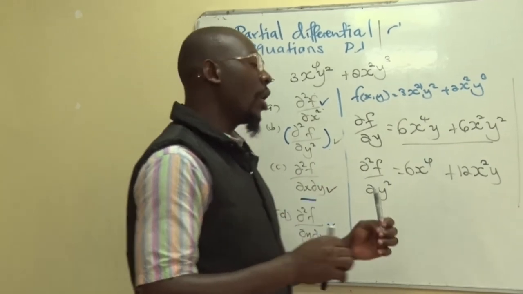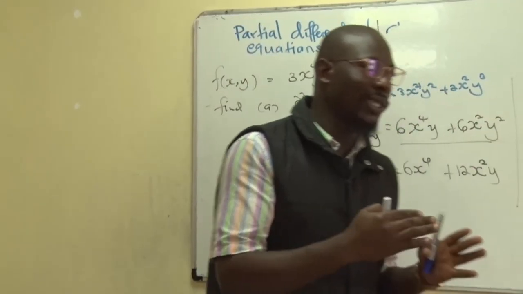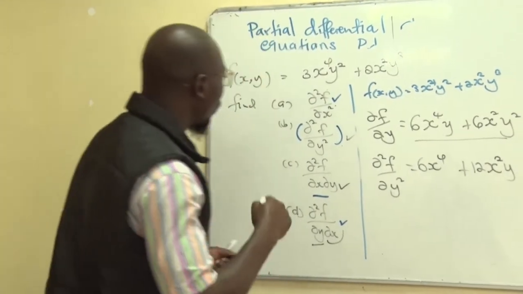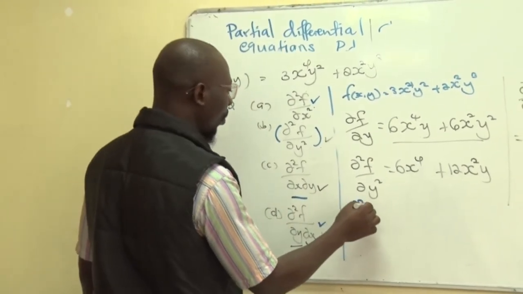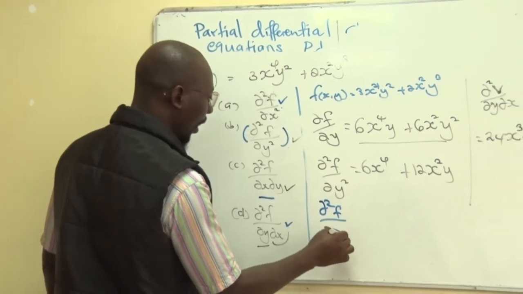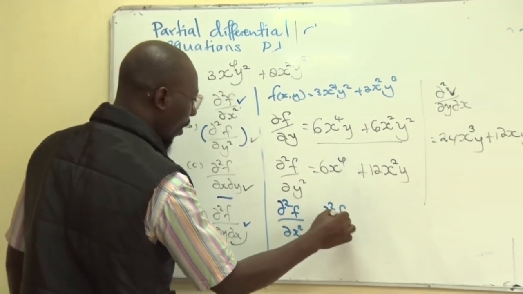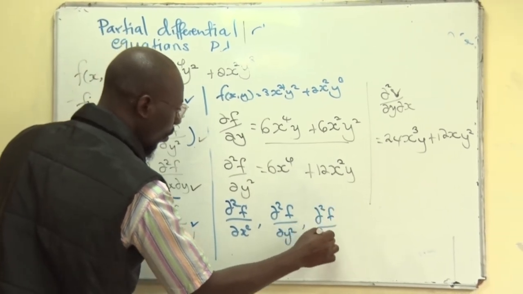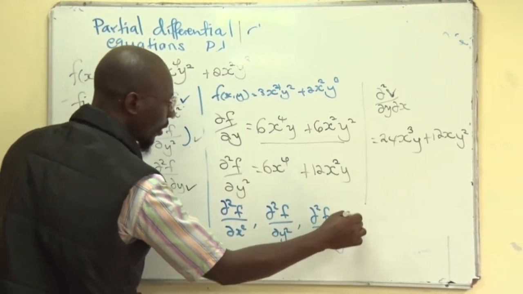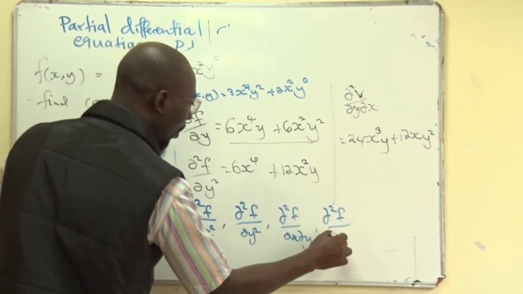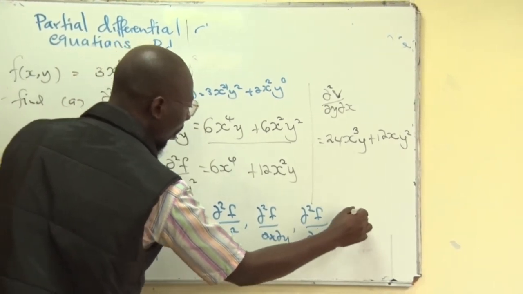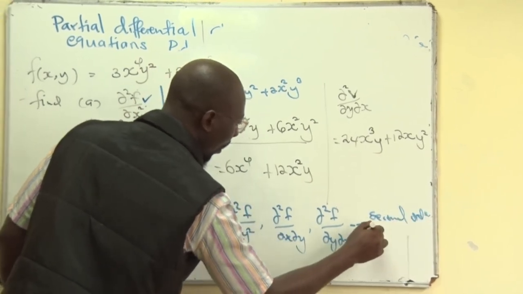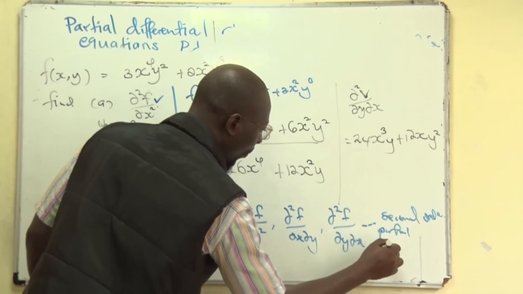To solve a PDE, you need to know which variable you treat as a constant and which one you treat as a variable. And you do the steps simultaneously. So these functions, d squared f over dx squared, d squared f over dy squared, d squared f over dx dy, and d squared f over dy dx are called second order partial derivatives.